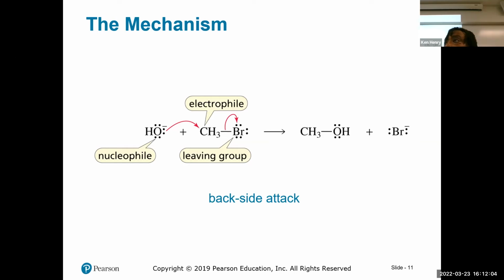So the mechanism. We already know that the electrons are going to be donated by our nucleophile. Nucleophile is going to donate its electrons, in this case, to the methyl group.